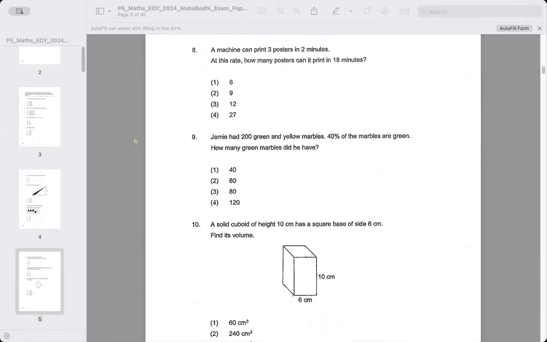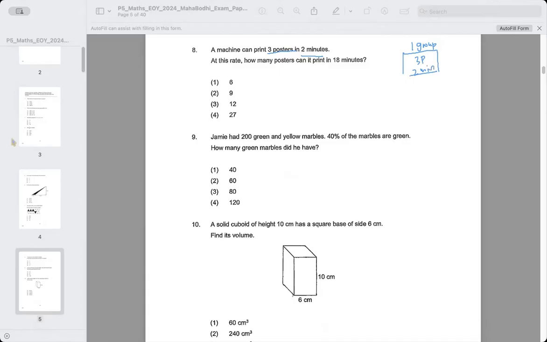Okay, question 8. A machine can print 3 posters in 2 minutes. At this rate, how many posters can it print in 18 minutes? So for this question, this 3 posters in 2 minutes is like a group. So this is a grouping question. In one group, 3 posters, 2 minutes.